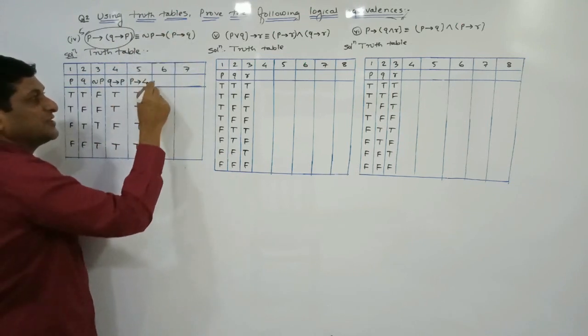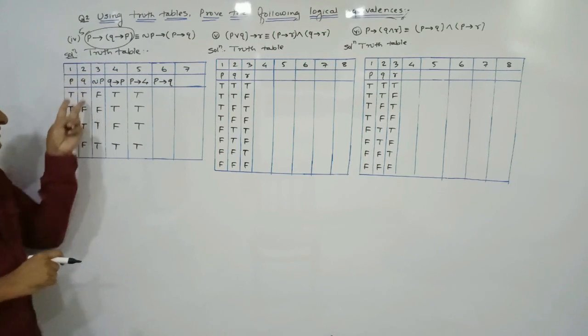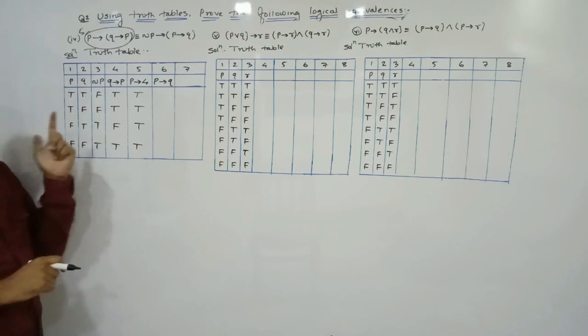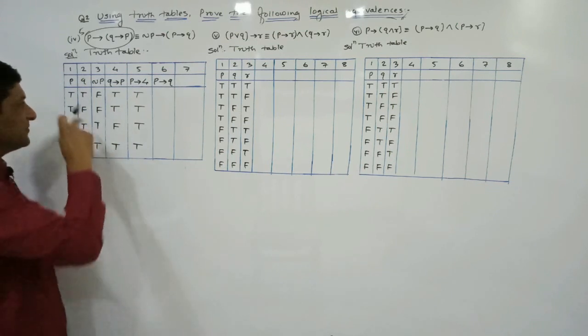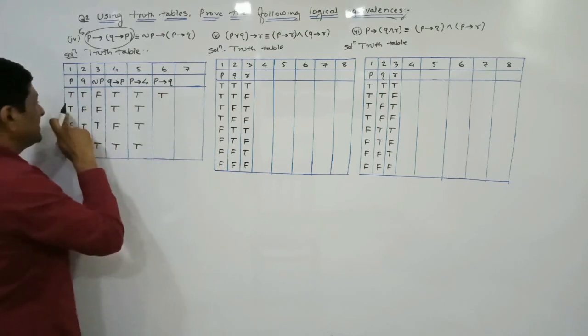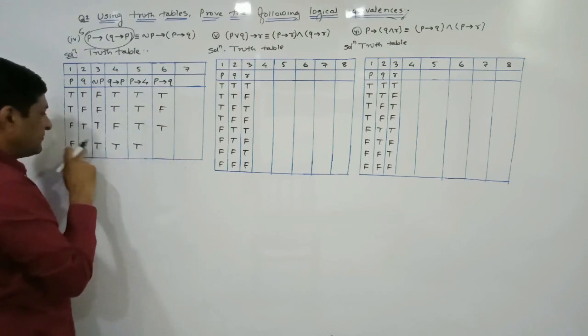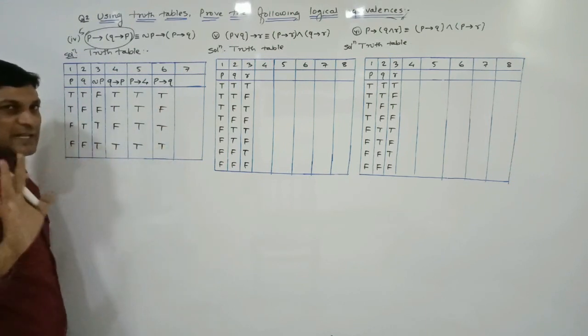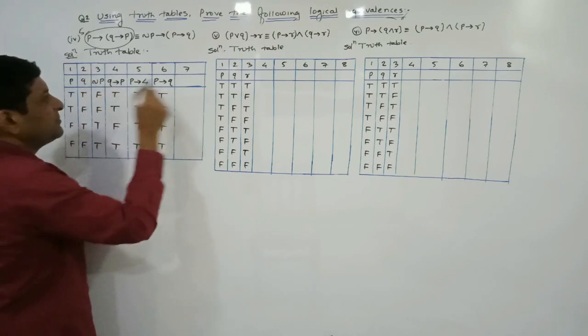Now to find the truth value of the second part, we will require negation P, which is already known to us, and P implies Q. So first find P implies Q. These are the truth values of P and Q. The first statement is P and the second is Q. Implication is there, just observe T F. Here T F is not there, so true. Here T F is there, so false. Again F T means true, F F means true. When T F appears, at that time only implication is false.